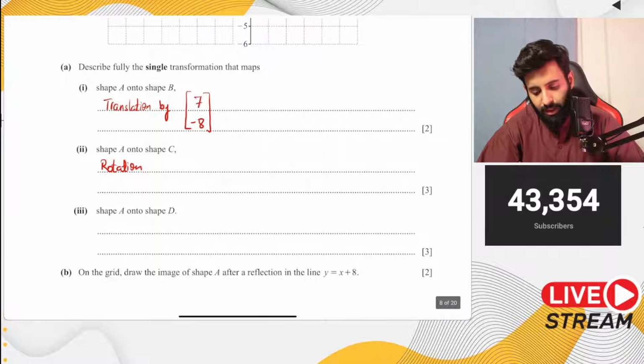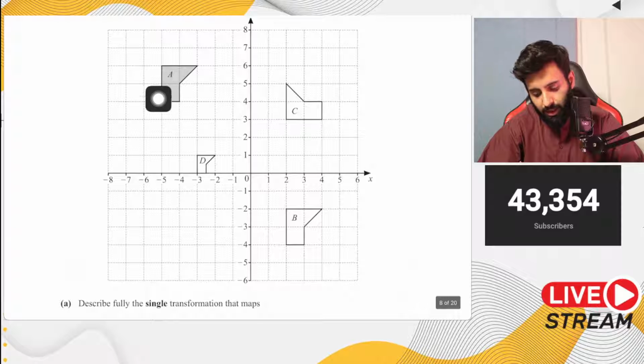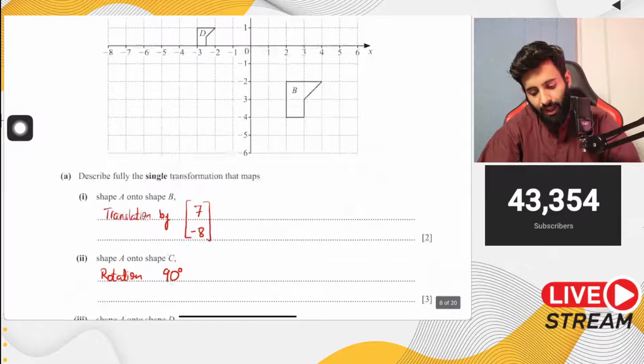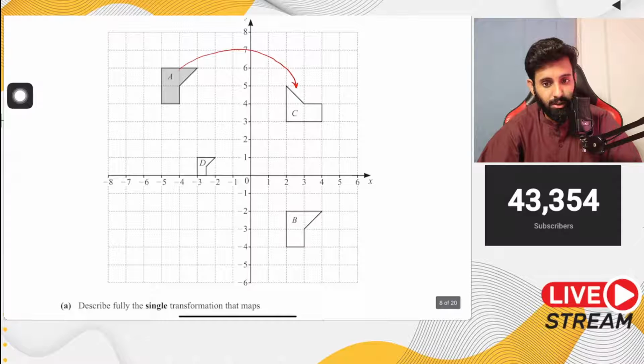So rotation, and let's talk about the angle. This line is vertical. After rotation, it got horizontal. So that means it's definitely 90 degrees. And this is the direction in which we're going.